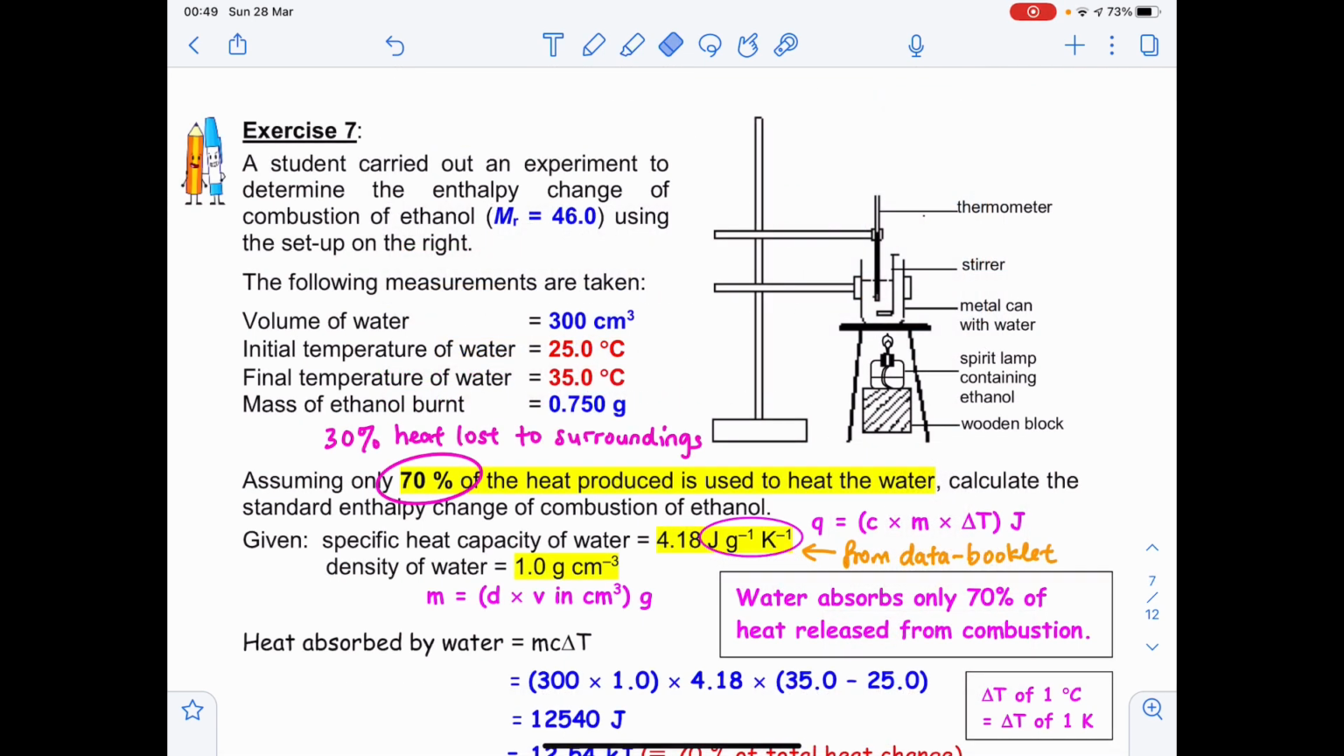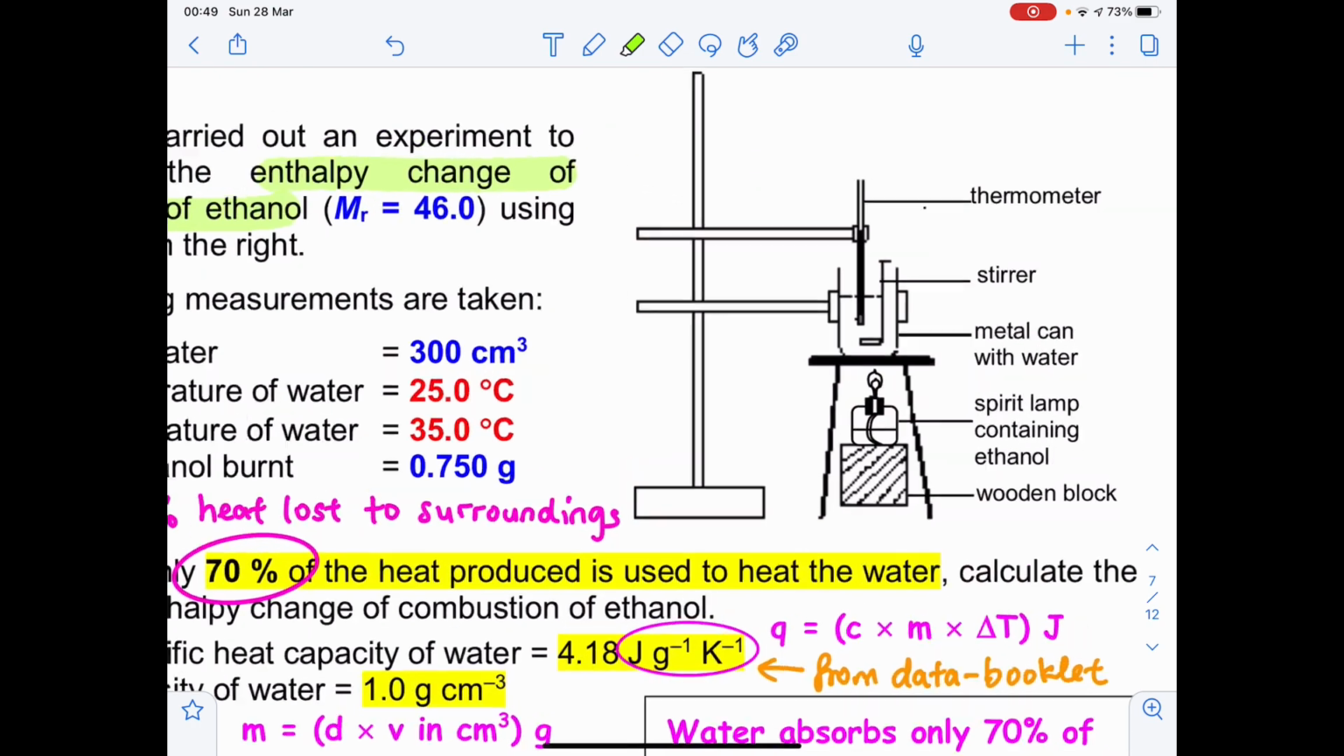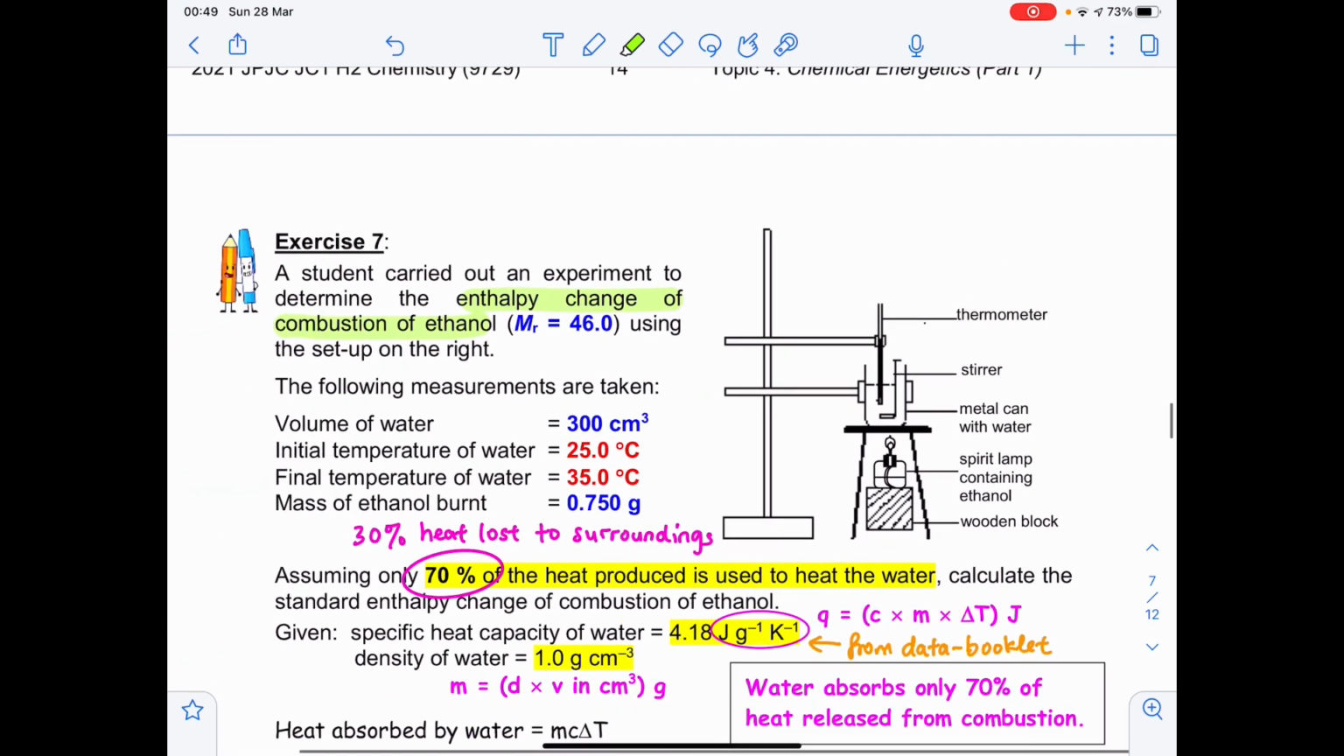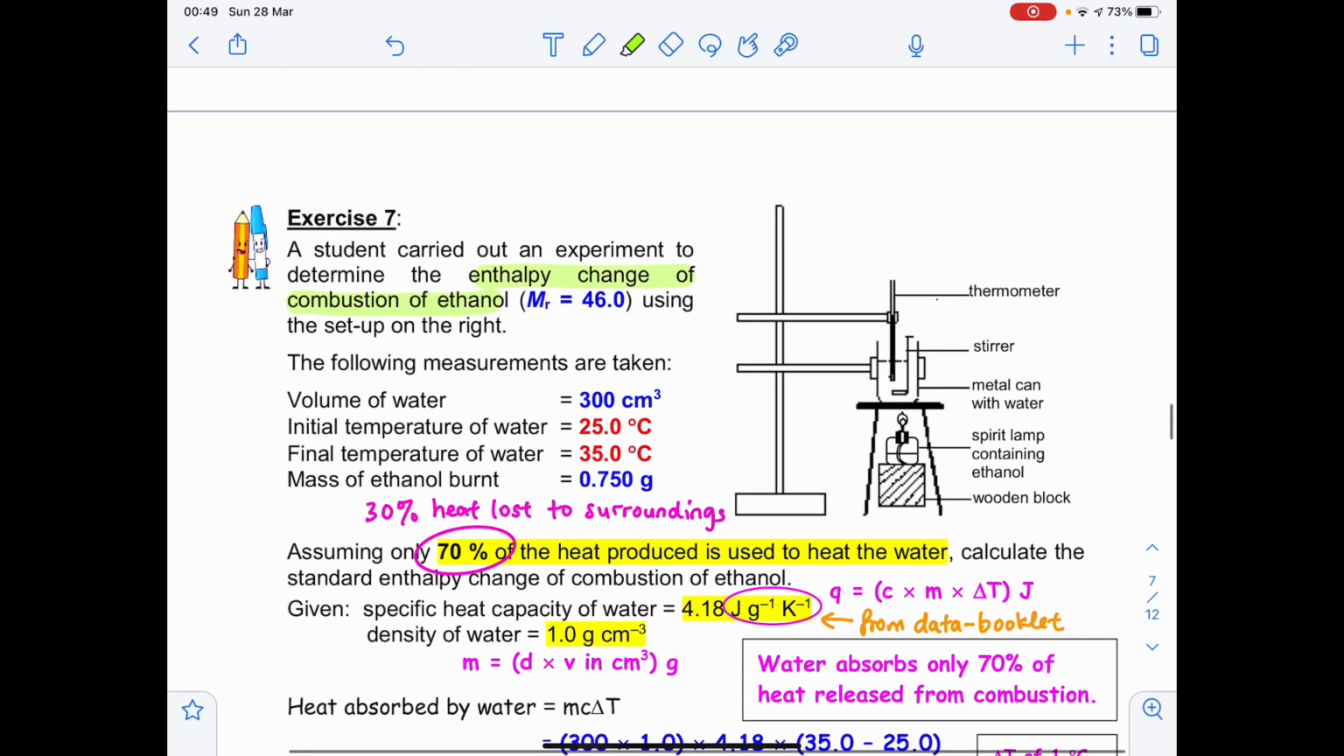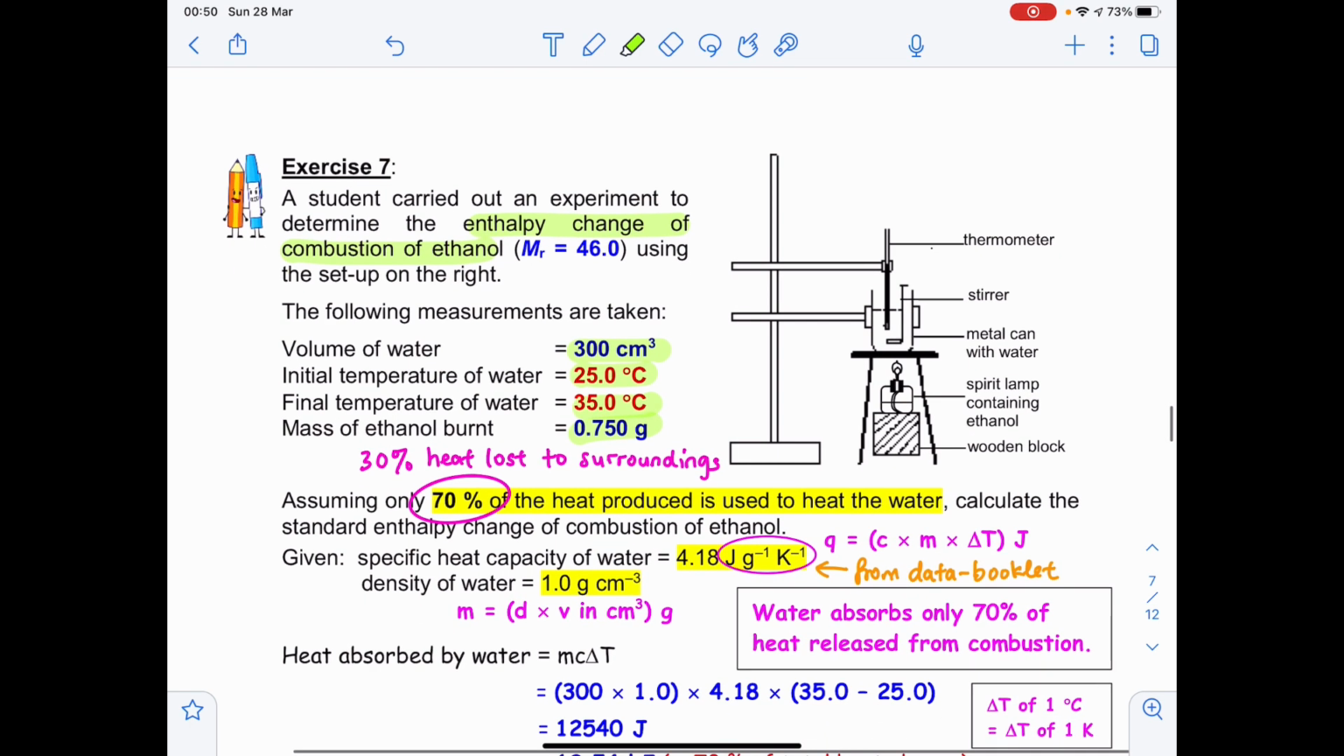Let's look at exercise 7. A student carried out an experiment to determine the enthalpy change of combustion of ethanol using the setup on the right. This is the setup, and the following measurements are taken. Volume of water used is 300 cm3. Initial temperature of water is 25 degrees Celsius. Final temperature of water is 35 degrees Celsius, and the mass of ethanol burnt is 0.750 gram. Assuming that only 70% of heat produced is used to heat the water, which means there is 30% heat lost to the surroundings, calculate the enthalpy change of combustion of ethanol.